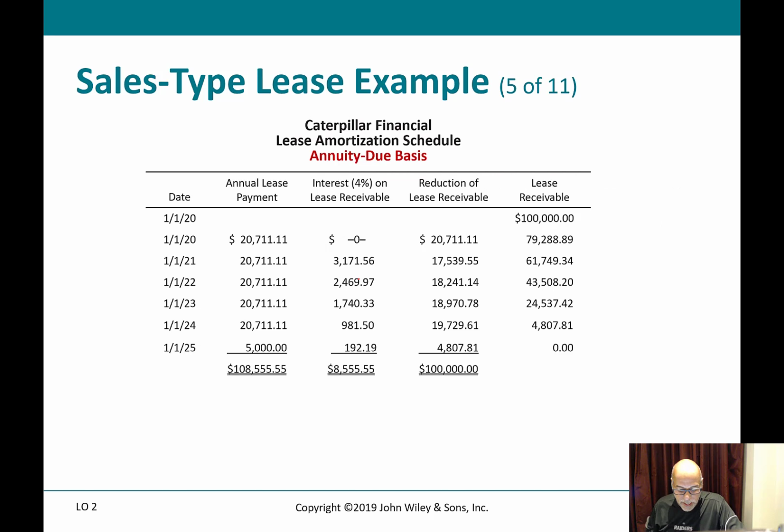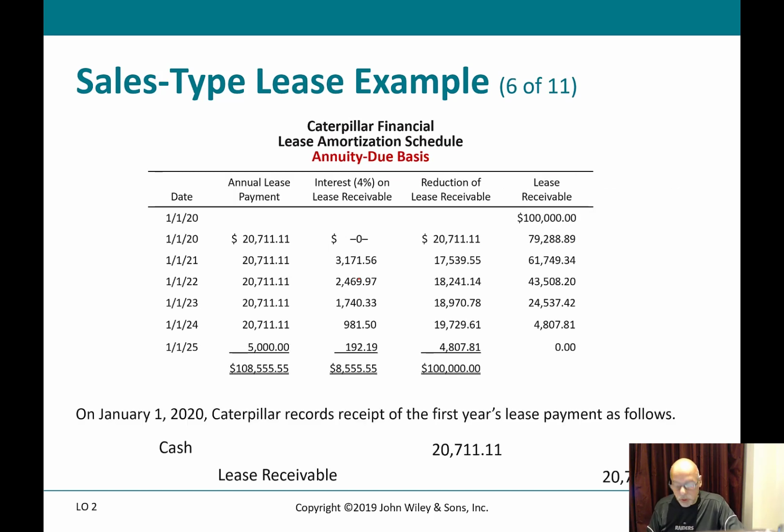So it's the mirror image now. The first payment, of course, all goes towards the lease receivable, and then we're going to continue to calculate the mirror image of what we calculated before. Instead of it being interest expense, now it's going to be interest revenue each time as we multiply that times the 4%.